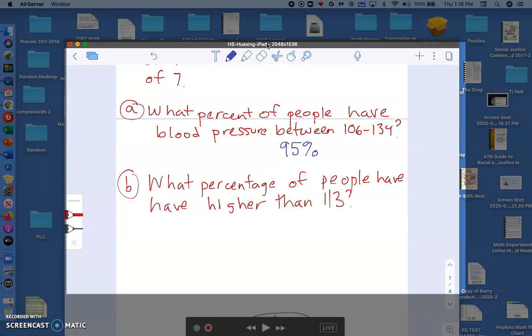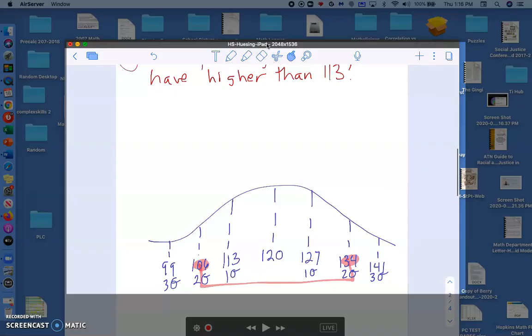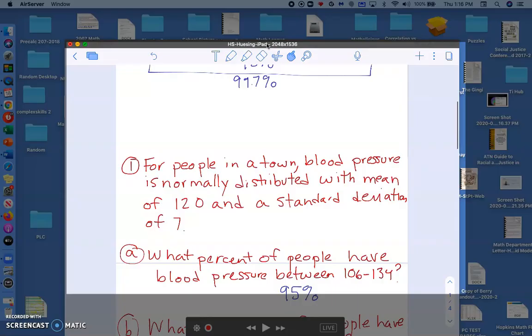Now the second question, what percent of people have higher than 113? So if I look down here, here's 113. I want to know what percent of people have higher than that? Well, it falls on a standard deviation, which is good. And if we look at one standard deviation, that's 68%.